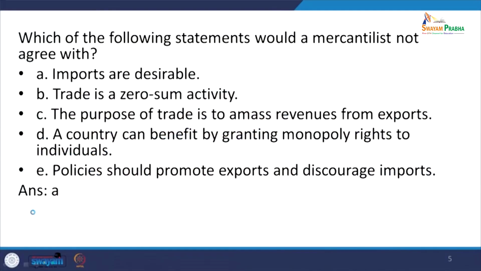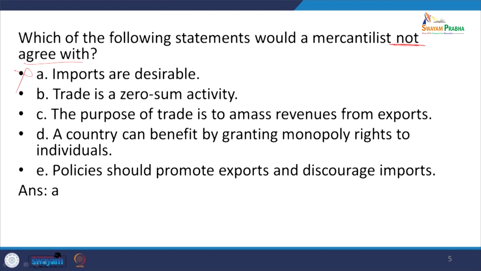Mercantilists, if you remember, believe in zero sum trade, they believe in exports, the borders are closed, there are various explanations to it. So, they said imports are desirable. Now, look carefully, not agree with. They said exports are desirable. So, this is not an answer. They never said imports are desirable. Trade is a zero sum activity.